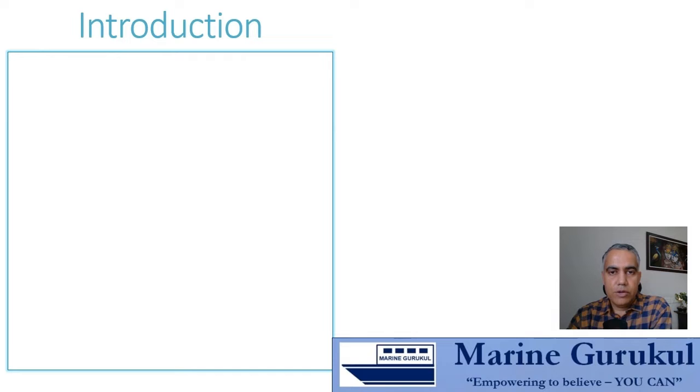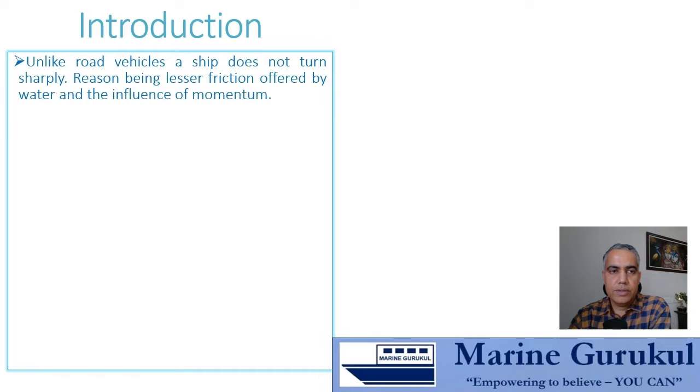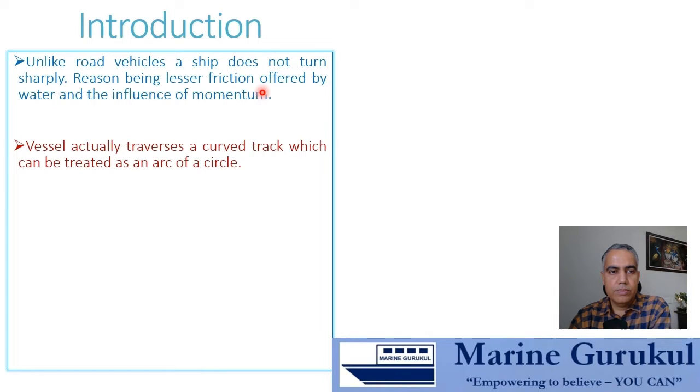Let us now try to understand the concept, the fundamental behind turn planning. Unlike road vehicles, a ship does not turn sharply, reason being lesser friction offered by the water and also the influence of momentum. Whenever the vessel alters its course, the vessel actually moves along a curved track which can be treated as an arc of a circle. Let's try to understand this using a diagram.